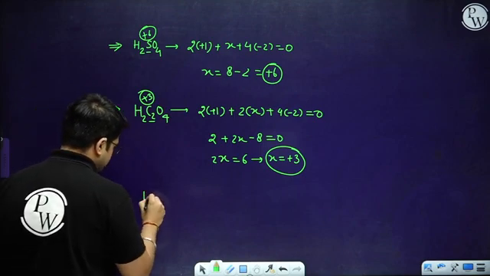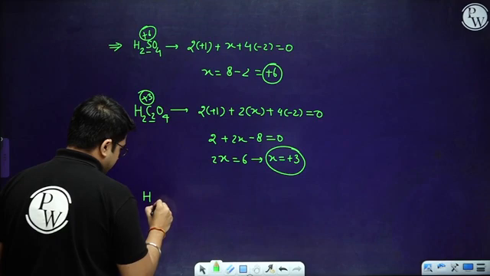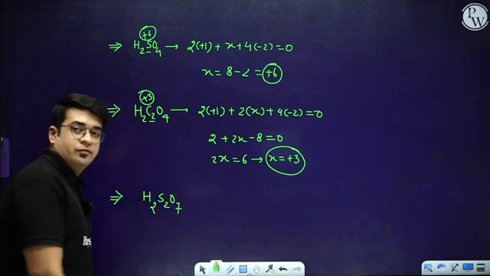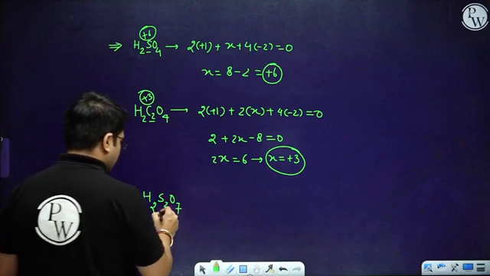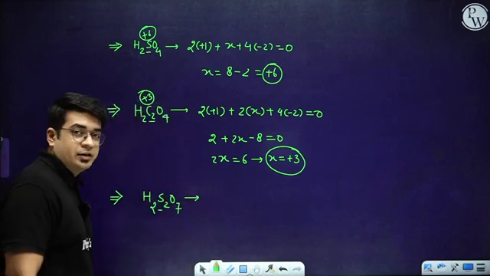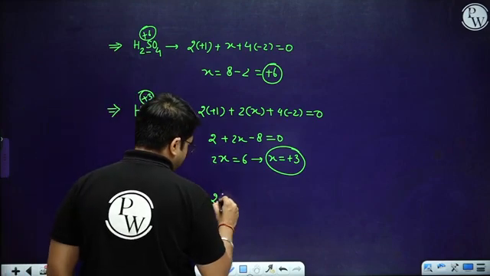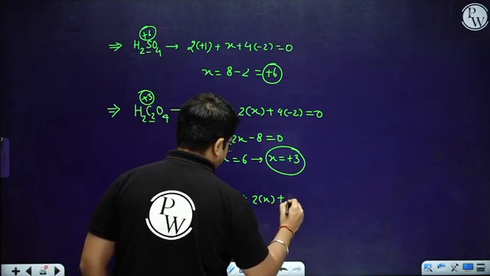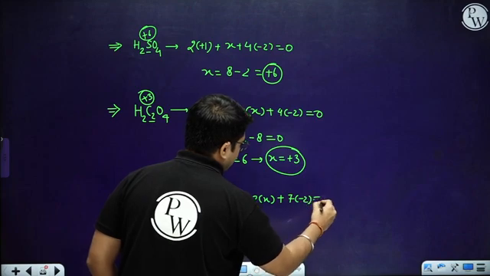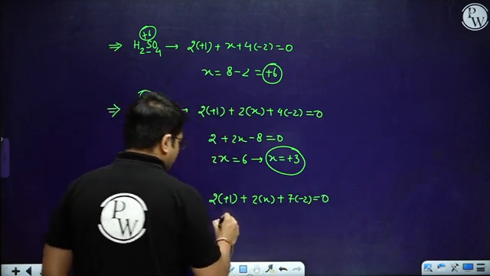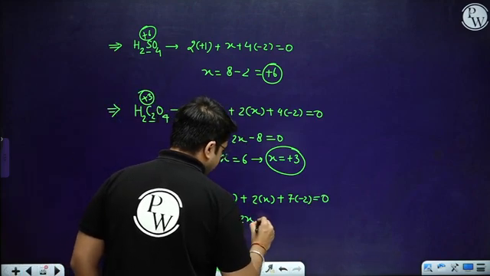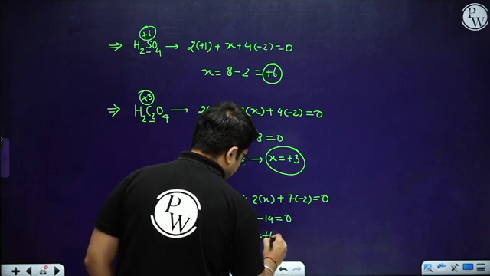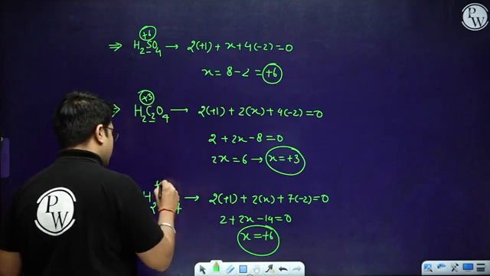Let's say we have H2S2O7, which is oleum, and I want to calculate for sulfur in this particular case. So 2 hydrogens means +1 each, plus 2 sulfur, we don't know x, plus 7 multiplied by -2, that will be equal to 0. So 2 + 2x - 14 will be equal to 0. So I can say x will be equal to +6.